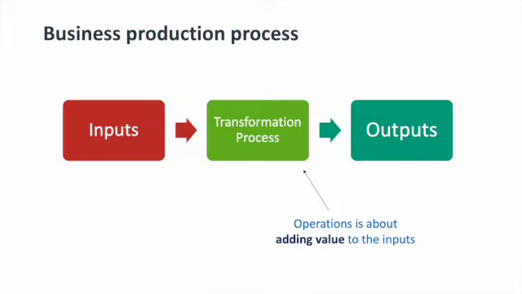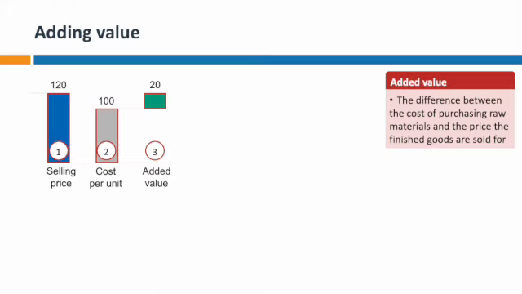And the transformation process is basically about adding value to the inputs. So operations is about adding value. Now, what does adding value mean? If I have a selling price of 120, let's say, crowns, and all the costs of the different factors of production that go into it cost me 100 crowns, then the added value would be those 20 crowns, the difference between the cost of purchasing my raw materials and the price that I'm selling it for.